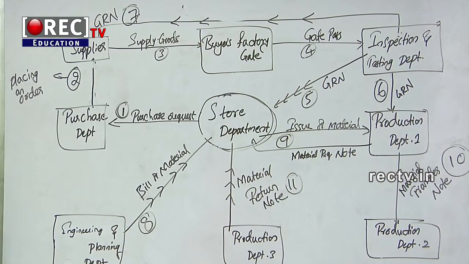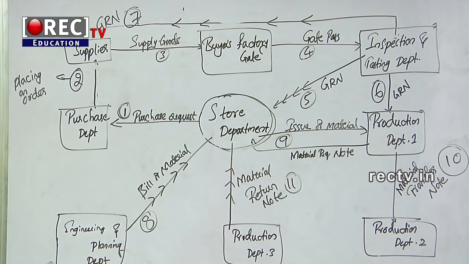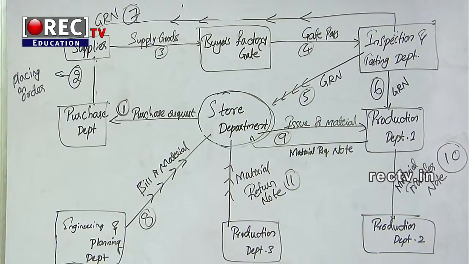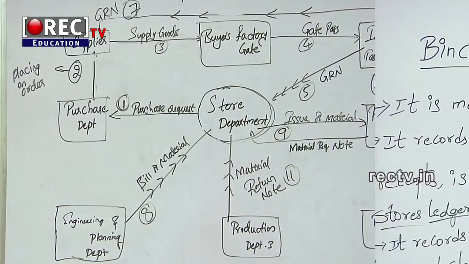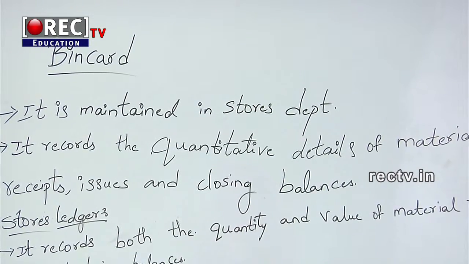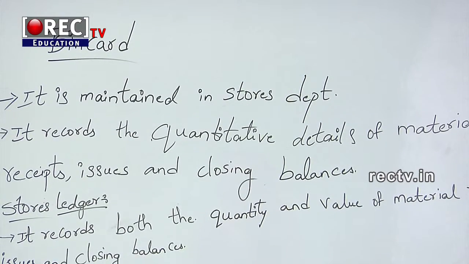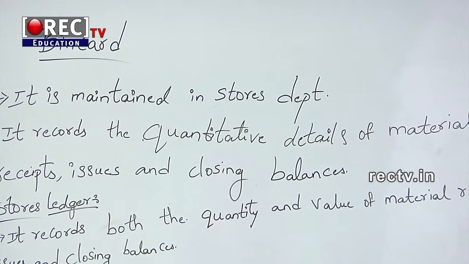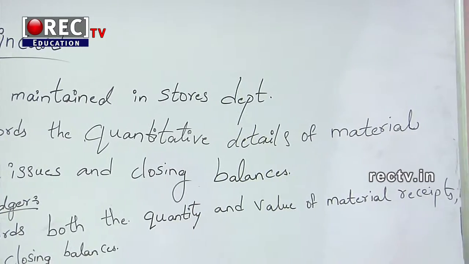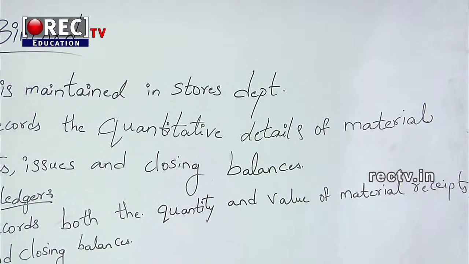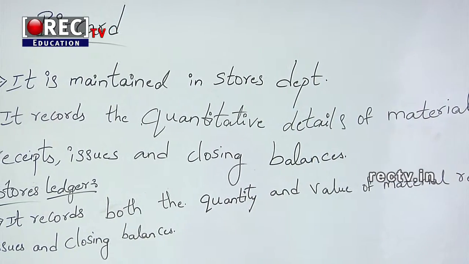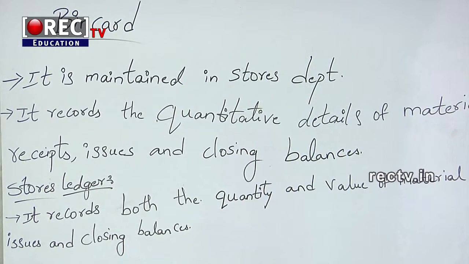The previously discussed notes can be easily understood with the help of the following diagram. Bin card. It is maintained in the stores department. It records the quantitative details of material receipts, issues and closing balances. With the help of the bin card, it is very easy to find out the physical stock in hand.